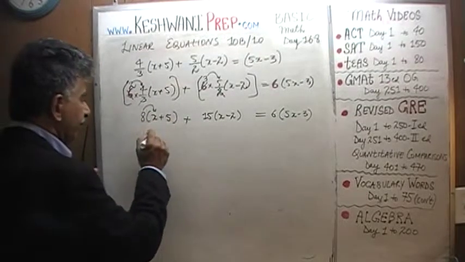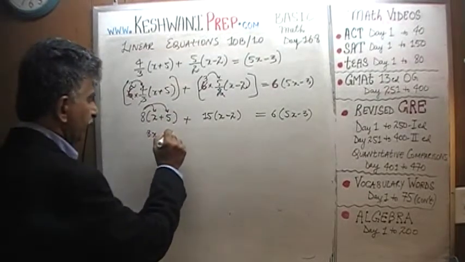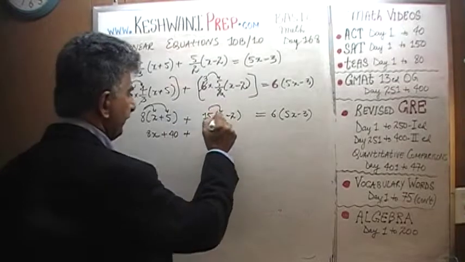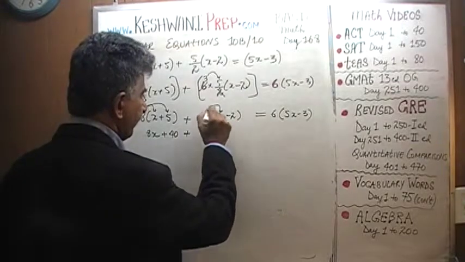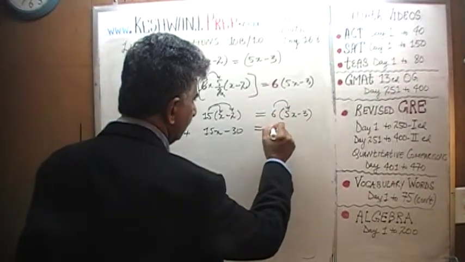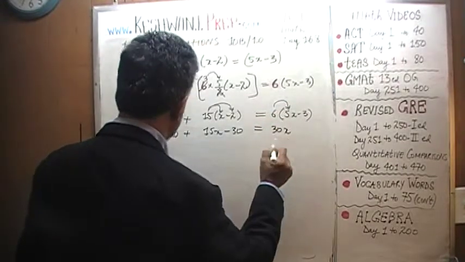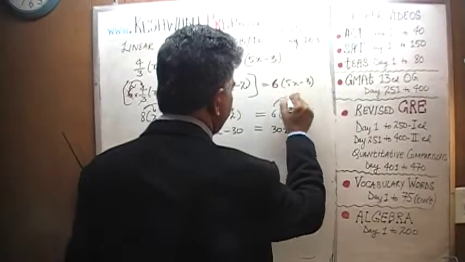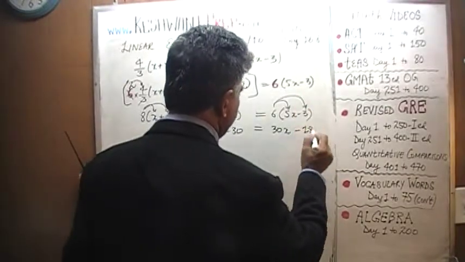So we end up with 8x plus 40, 15x, 15 times negative 2 is going to give us negative 30, equals 30x, and then 6 times negative 3 is going to give us negative 18.